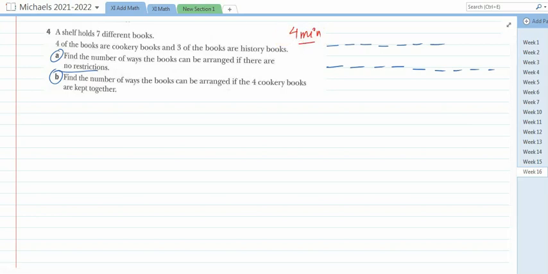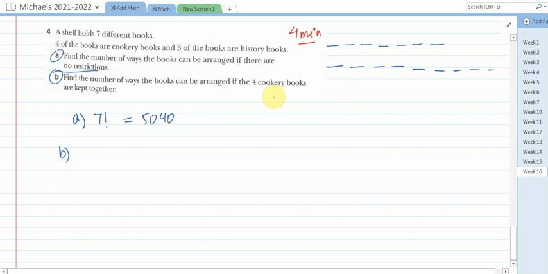Alright, for the first part, you know that if there is no restriction, we have 7 total books, so it will be 7 factorial. Alright, and the answer for 7 factorial is 5040. That is your first part answer. For the second part, now there is a condition. Find the number of ways the books can be arranged if the 4 cookery books are kept together.